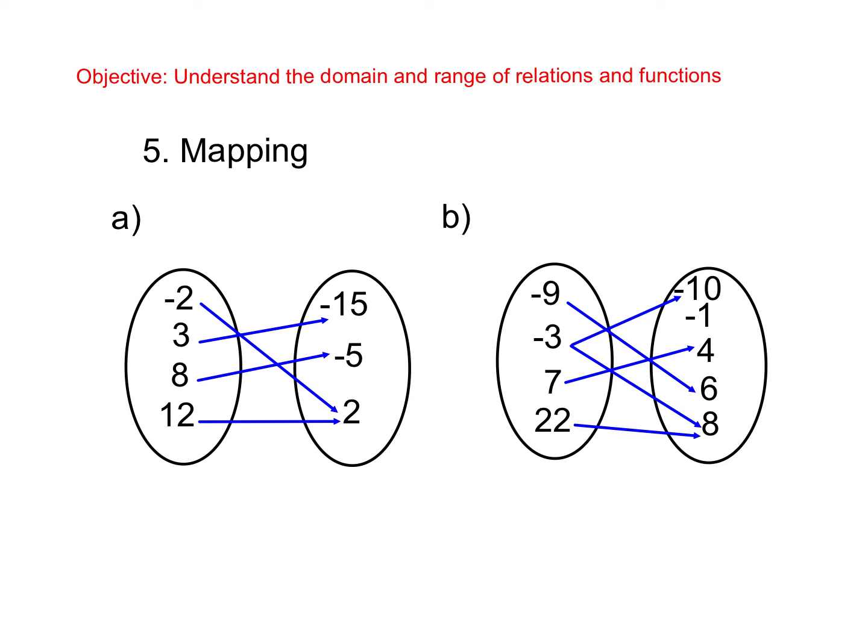So are either A or B a function? A is a function, so this is a yes. All the x's are mapping to something different. How about B? That's a no. And what's our reasoning? Negative 3 is mapping to negative 10 and 8. Notice that 1 is left off. It's a loser. It's got no friends. That's okay. You don't have to worry about that though.